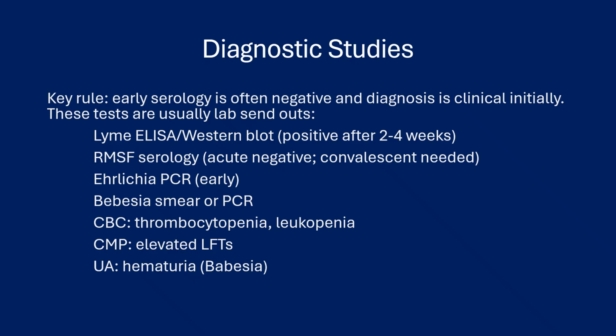Ehrlichia PCR, early positive sometimes. Babesia smear or PCR. CBC, I usually would get one if I'm getting labs for tick-borne illness. I'll get a CBC, which oftentimes may show thrombocytopenia or low platelets and leukopenia or low white count. The CMP, you may see elevated LFTs. And the UA, you may see hematuria, particularly with Babesia.